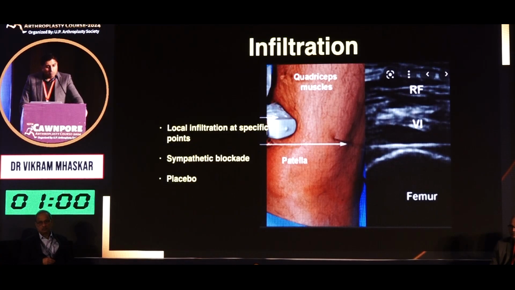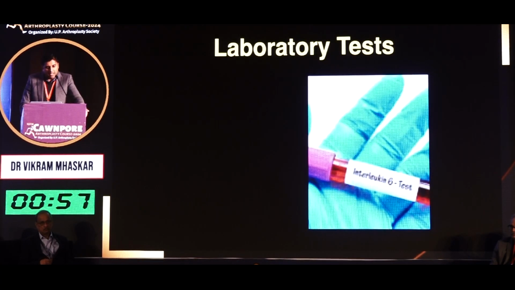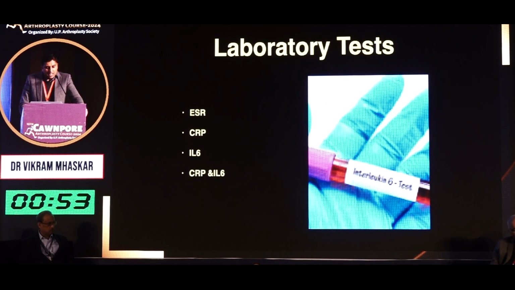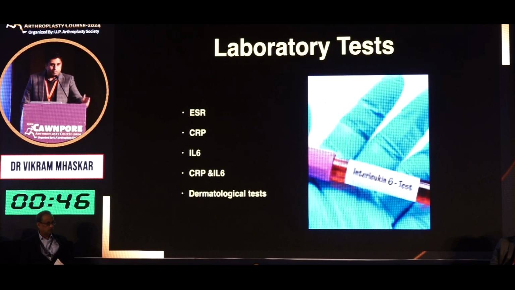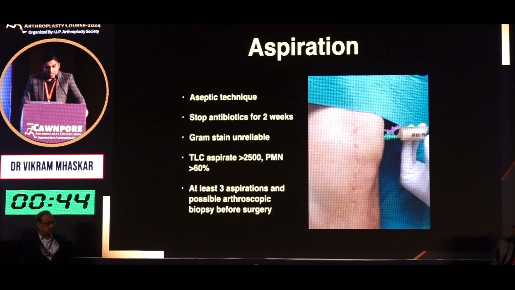Sympathetic blockades could be used, placebo therapy can be tried. Some laboratory tests help like an ESR, CRP, IL-6, the most sensitive and specific being a combination of CRP and IL-6. Dermatological tests to check for any kind of allergy to various metals. When you do an aspiration, a quick check, infection is a huge topic, but I'll try to do that.